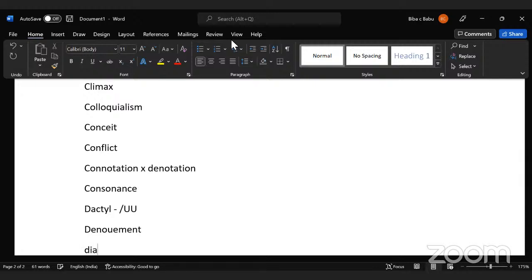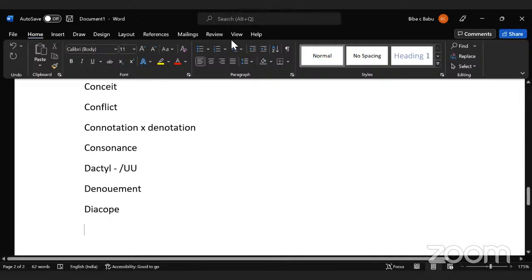Then next is diacope. Diacope is the repetition of a word or a phrase. For example, horror, horror, the horror of it. See, the word horror is being repeated. So the repetition of a word is called diacope.